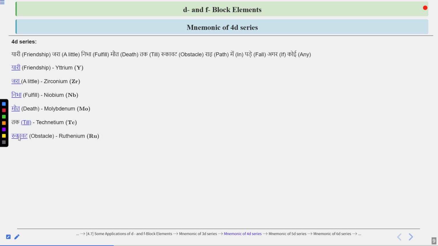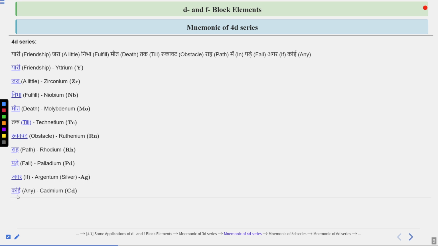Then Rukavat is for ruthenium, that is Ru. Raha is for rhodium, that is Rh. Pade, that means palladium, that means Pd. Agar, that means argentum or silver, that means Ag. Koi, that means cadmium, Cd.